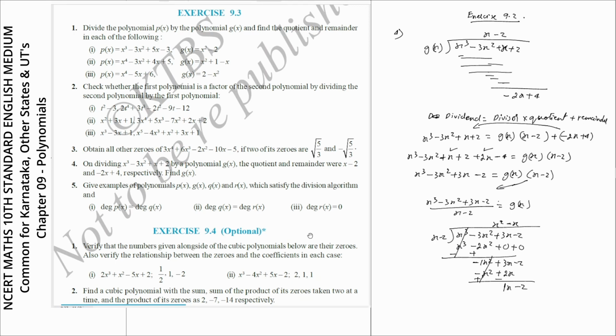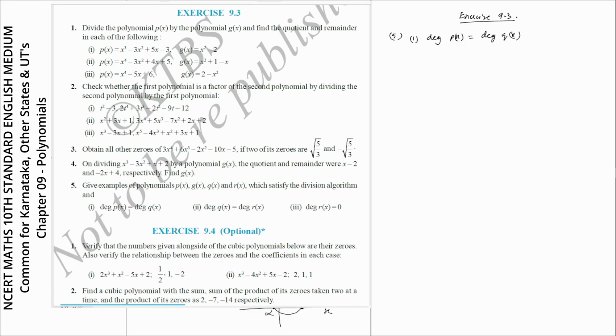Now if I multiply by 1, I can perfectly divide. So plus 1 into x is x, 1 into minus 2 is minus 2. So change the sign. So this 2 will get cancelled, I will get 0. So g of x is nothing but x square minus x plus 1. So g of x is equal to x square minus x plus 1. That completes this problem.